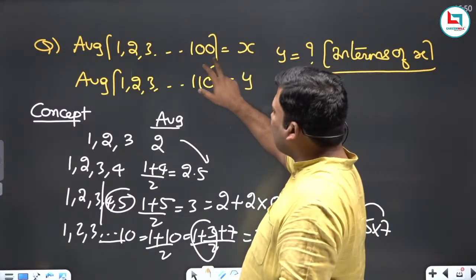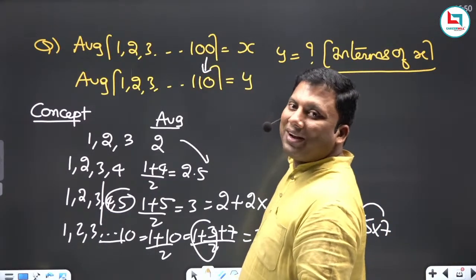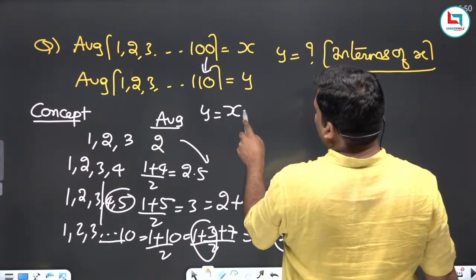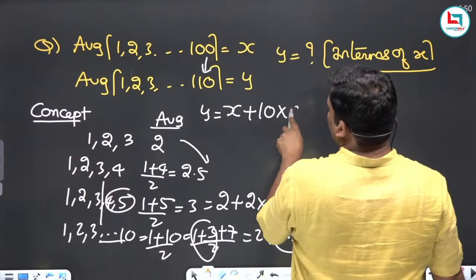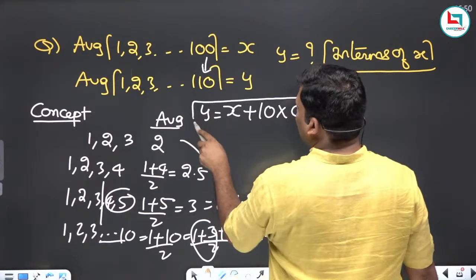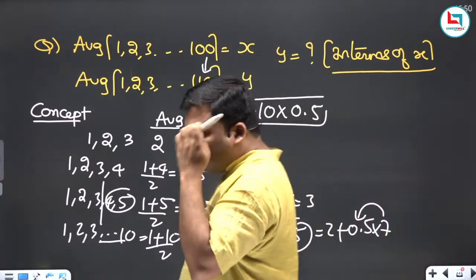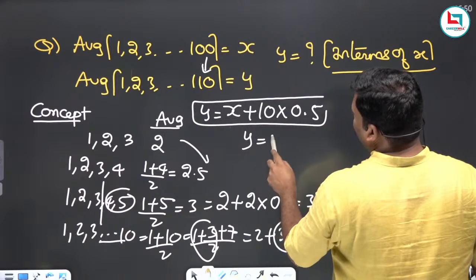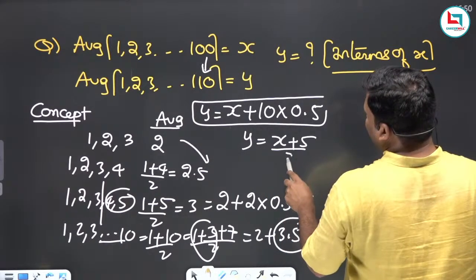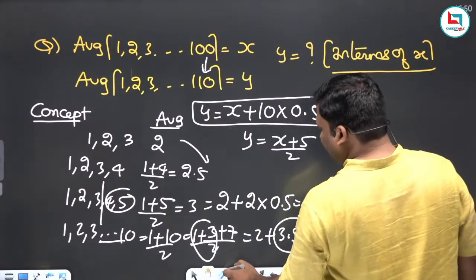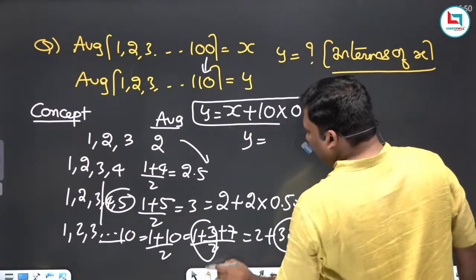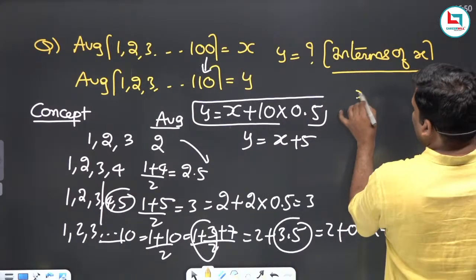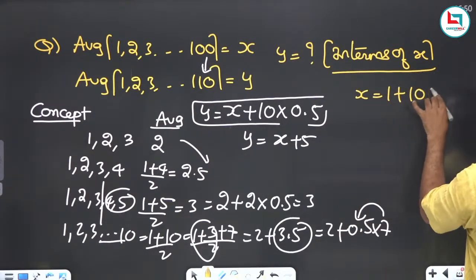Till 100 it is x. After 100, how many more numbers did I add? 10 more numbers. So y will be equivalent to x plus the effect of 10 more numbers. Every time I add the next natural number, the average increases by 0.5. So the answer is y equals x plus 10 into 0.5, that is, y equals x plus 5. I hope the idea is clear. It is equivalent to doing it like this: x is (1 plus 100) by 2.